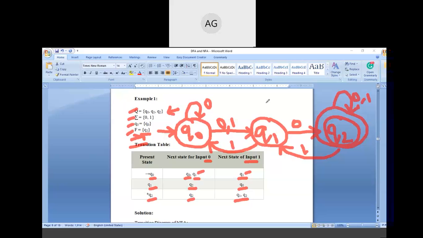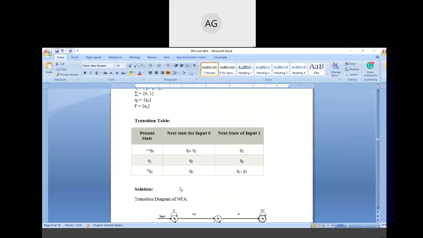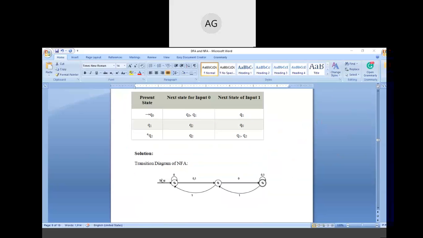Can we proceed further? Okay. Like this. This is the actual diagram, which we tried earlier.